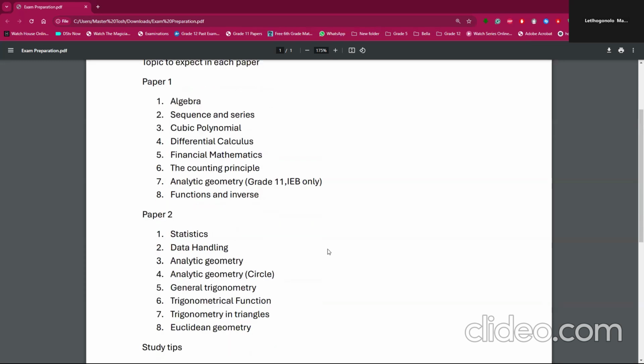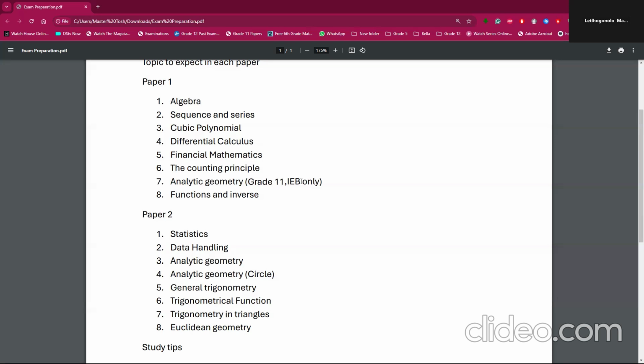For paper two, we can expect statistics. This is now going to be mostly using your calculator to calculate the R value, and using your calculator to find the equation of y equals a plus mx, or y equals mx plus c. We're going to have our data handling. You already know by now what data handling is. We've been doing it since grade 10: mean, average, giving you the ogive curve and expecting you to be able to analyze it. We will have analytic geometry.